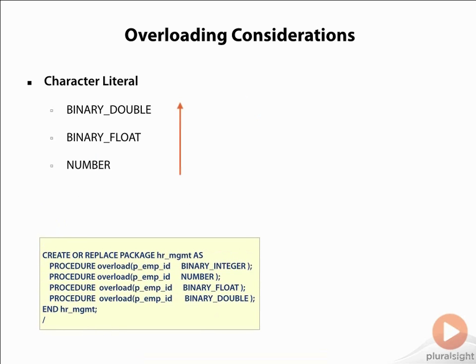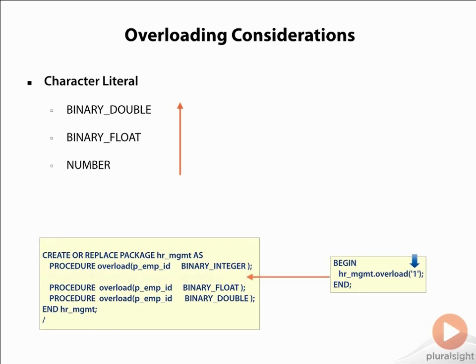Now if you pass the numeric value as a character literal, then Oracle will again have to do implicit conversions. However, in the case of character conversions, it will not consider binary integer and will start with number, then go up to binary float, and then to binary double. So if we execute the HR management.overload with a character literal of 1, then Oracle will match it with the one of type number. If the implementation which took number was not present, then it will go to the next highest type and will match it to the one which takes binary float.